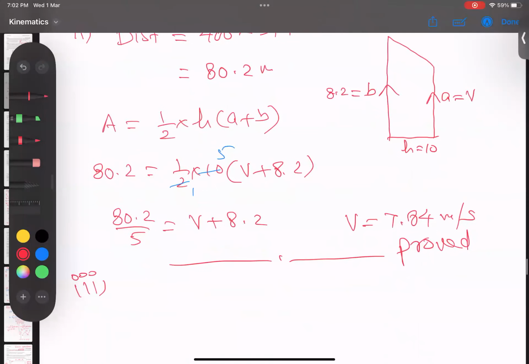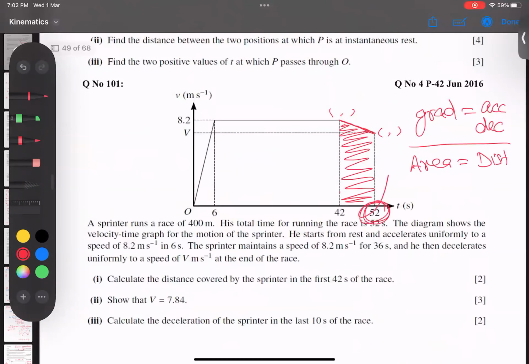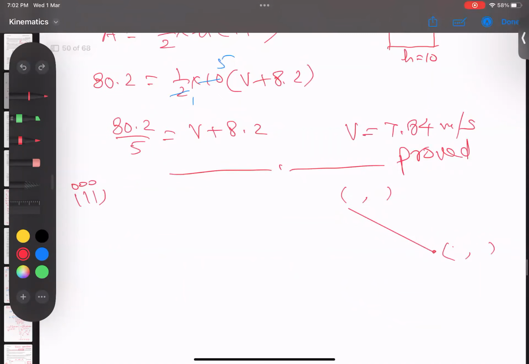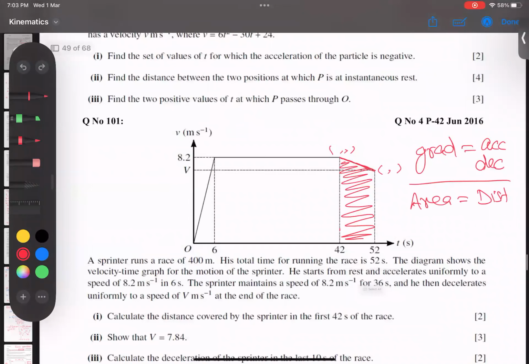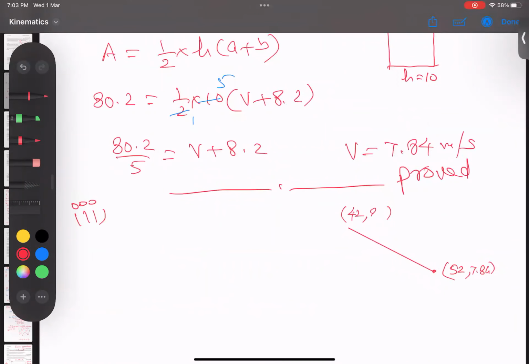For this line, I need the x coordinate and y coordinate of each point. From the diagram, the x coordinate for this point is 52, and the y coordinate is V. So 52 and V, where V is 7.84, which I got from here. And the previous point has x as 42 and y as 8.2. So 42 and 8.2.